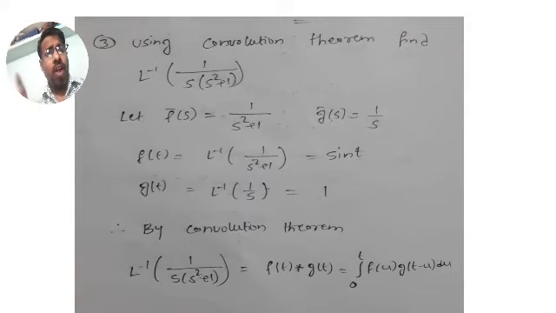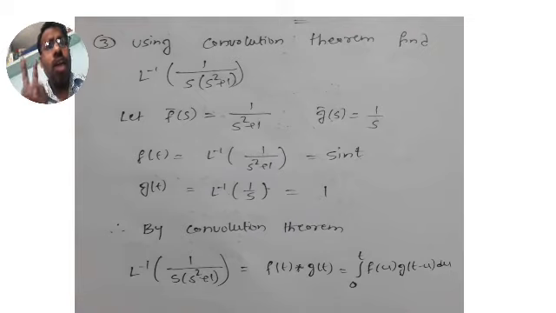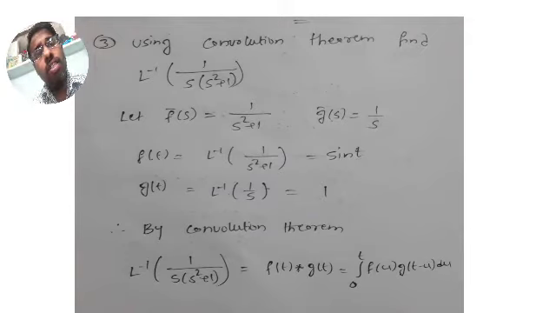And the second point, when solving a convolution problem, you have to take the simplest one as g bar of s and the other one as f bar of s. Convolution means you are dealing with a product of two functions, and among the two functions, you have to choose the simple one as g bar of s and the other one as f bar of s. These are the two points I am repeatedly telling you. Don't forget them when you are dealing with convolution.